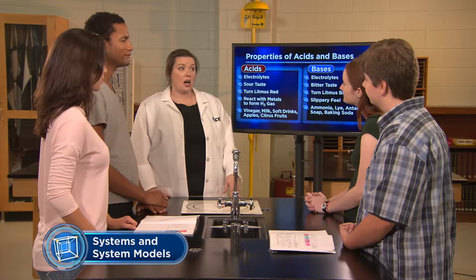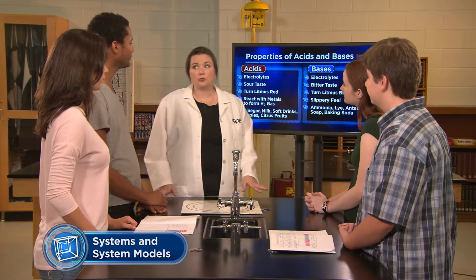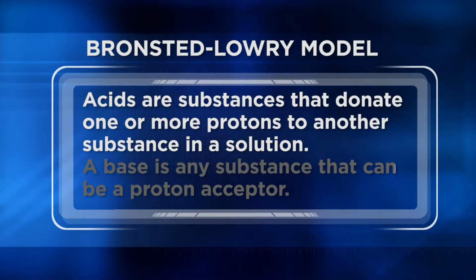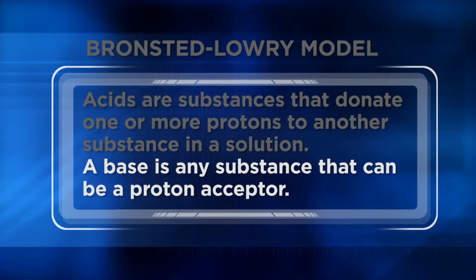There are actually a few different ways we can define an acid and a base. One of the most common models, and the most useful for our class, is the Bronsted-Lowry Model. Bronsted-Lowry acids are defined as substances that donate one or more protons to another substance in a solution. The Bronsted-Lowry definition of a base is any substance that can accept a proton.